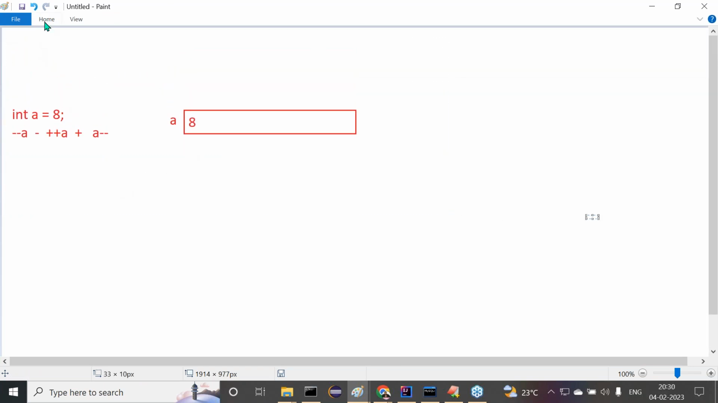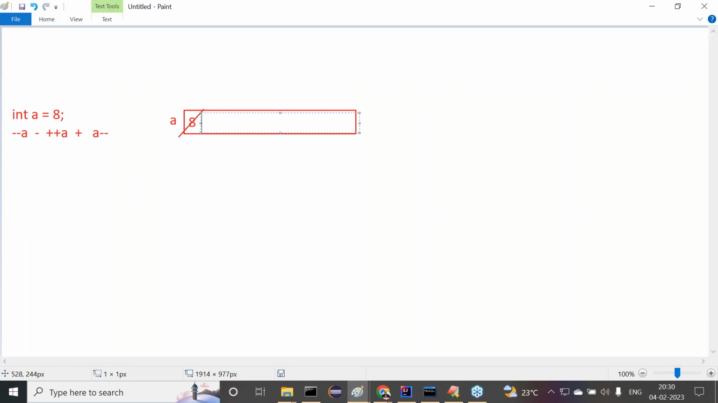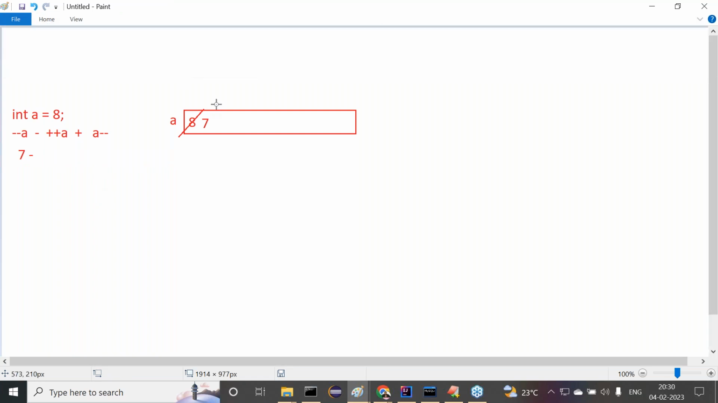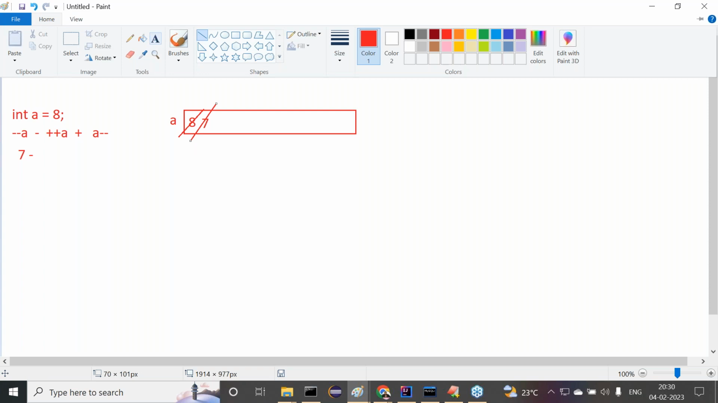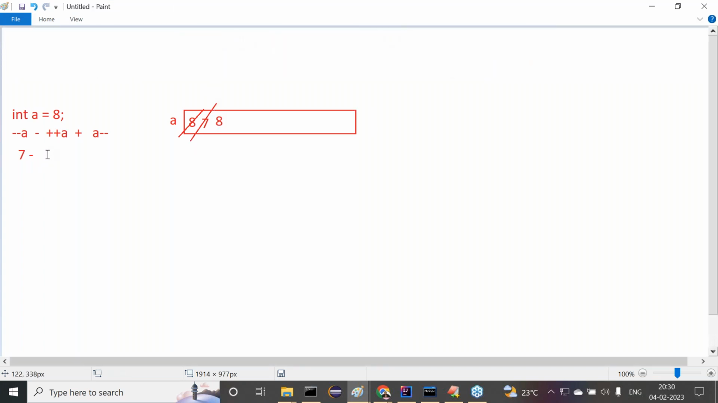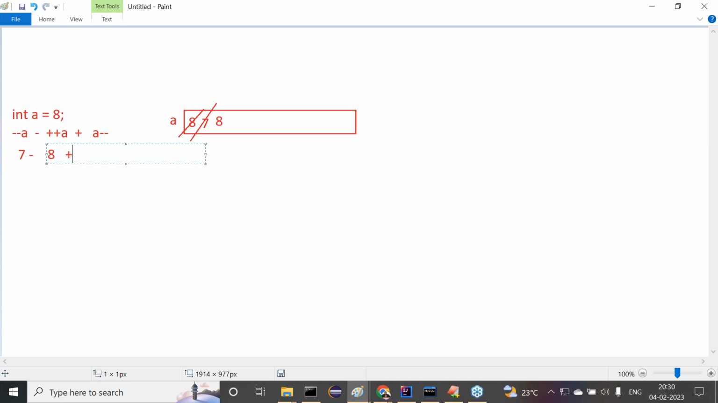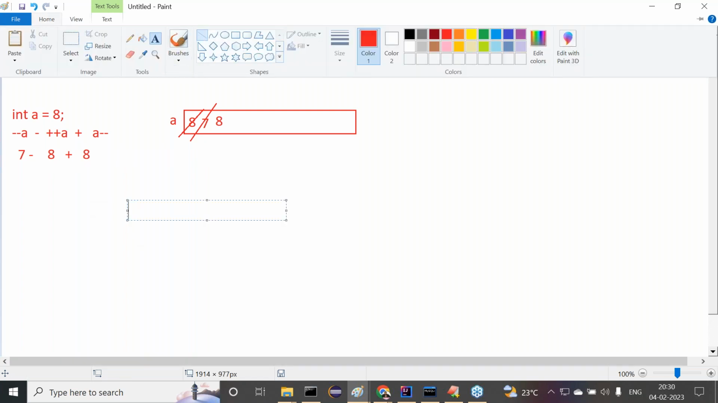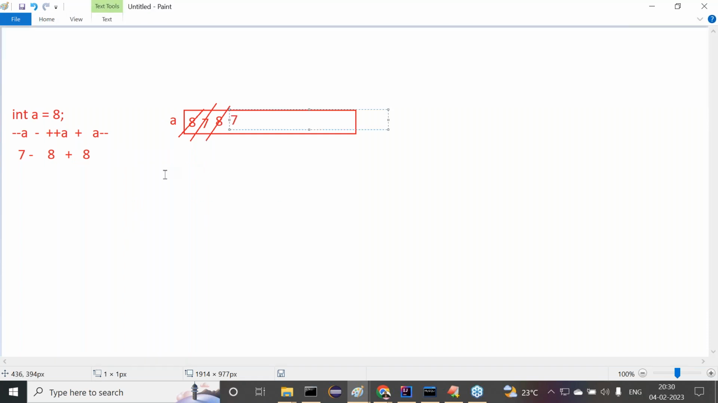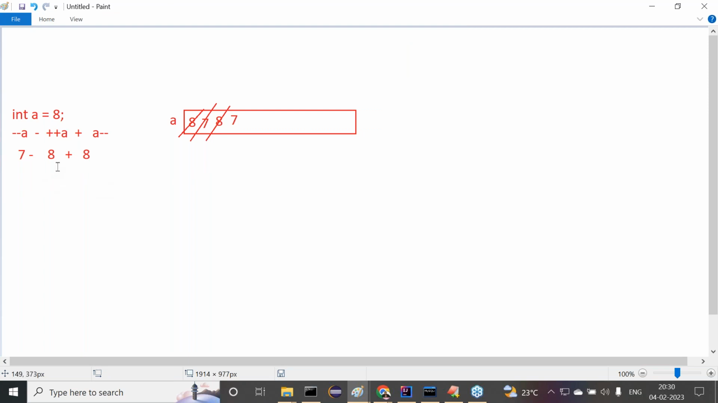Right, sir. Now, first of all, minus minus a. First the a value will be decremented by 1. So now here we are getting 7. 7 will participate in the expression. Minus plus plus a, pre-increment. So the a value will be incremented by 1. 7 is incremented by 1. There we are getting 8. 8 will be participated here. Next one is a plus a minus minus. This is post-decrement. The current a value will be displayed, but internally the a value will be decremented by 1. So that value is 7. Now 7 minus 8 plus 8.